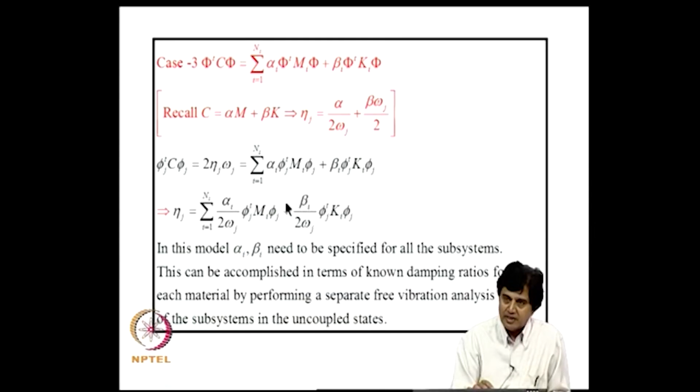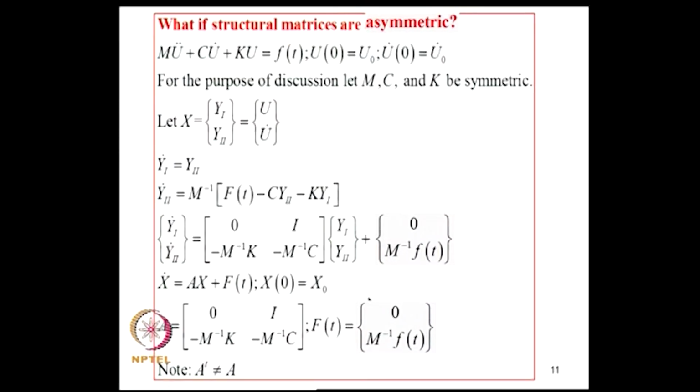But of course it can be related to the damping ratios of the material if one does free vibration analysis of individual subsystems uncoupled from the remaining subsystems. So in this model alpha and beta I need to be specified for all subsystems. This can be accomplished in terms of known damping ratios for each material by performing a separate free vibration analysis for each of the subsystems in the uncoupled states. So this requires additional effort.